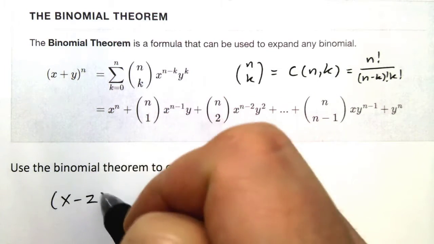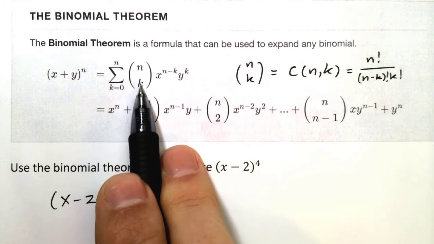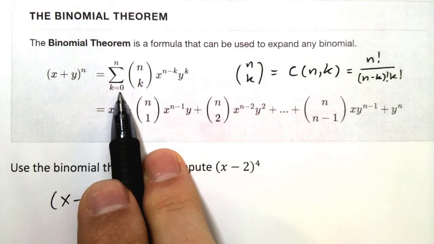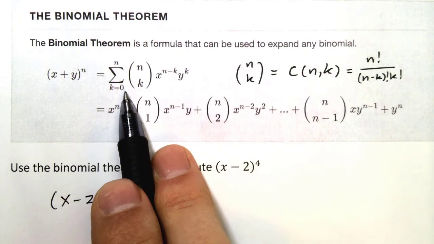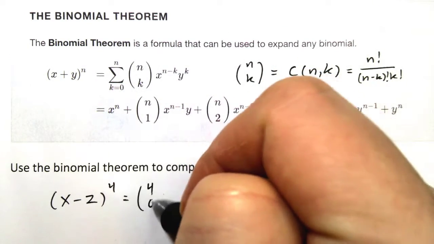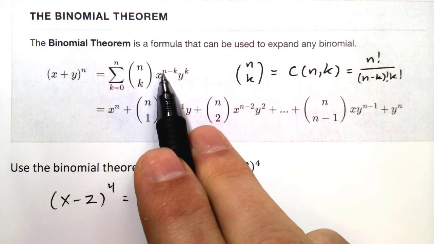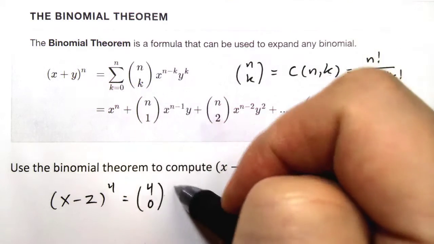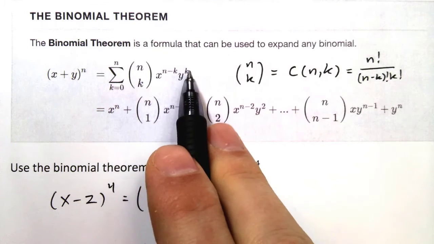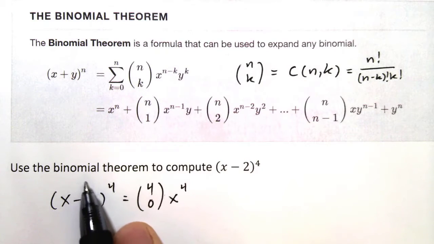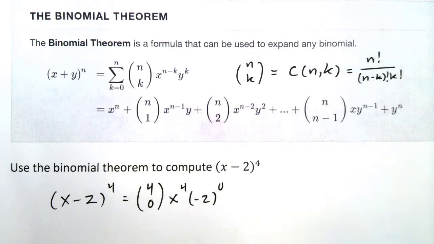X minus 2 to the fourth power. Well, what does the formula say to do? Well, it says to take n choose k, right? Where k starts at 0. Now, n is the exponent, right? So my exponent's 4. I'm starting with k equals 0. So I'm going to start with 4 choose 0. Now, over here, I've got x to the n minus k. So that's x to the 4 minus 0. And then I have y to the k. So in this case, my y is negative 2. So I have negative 2 to the 0.